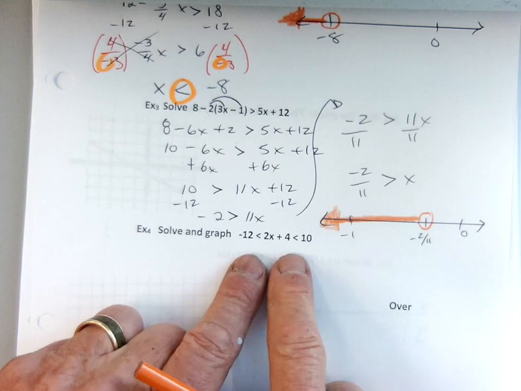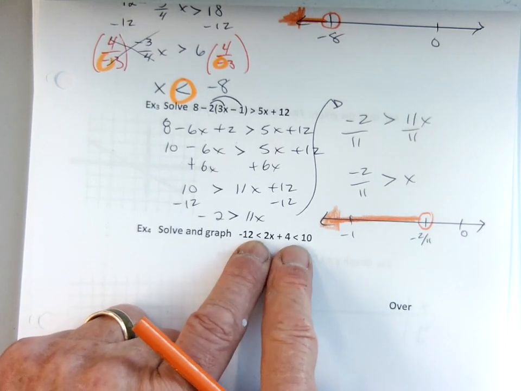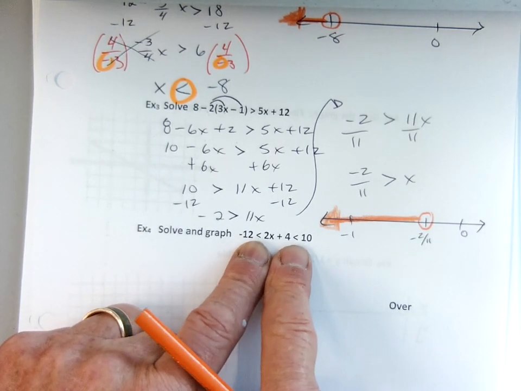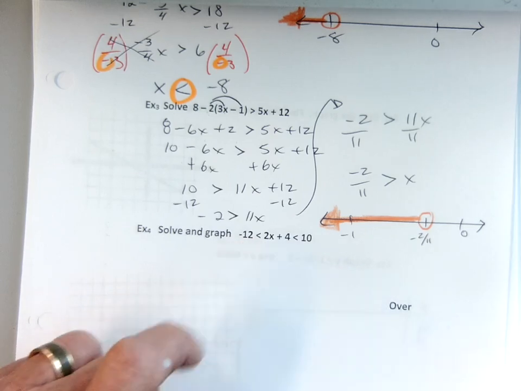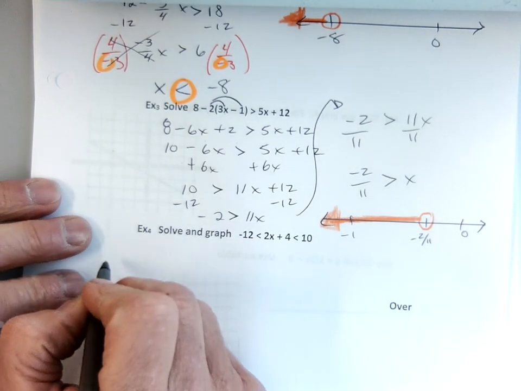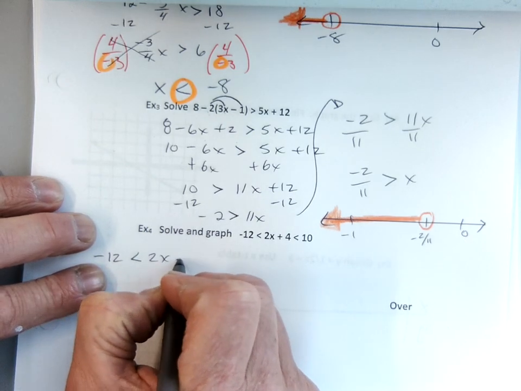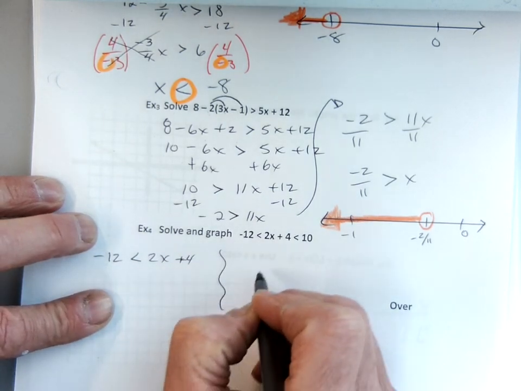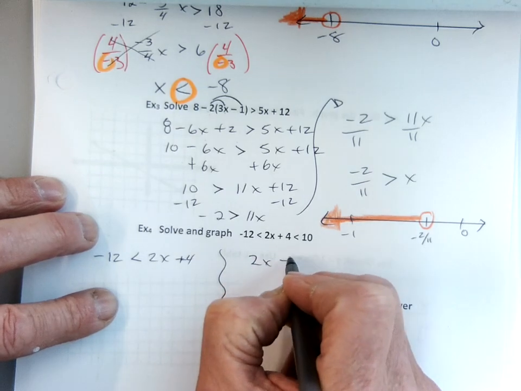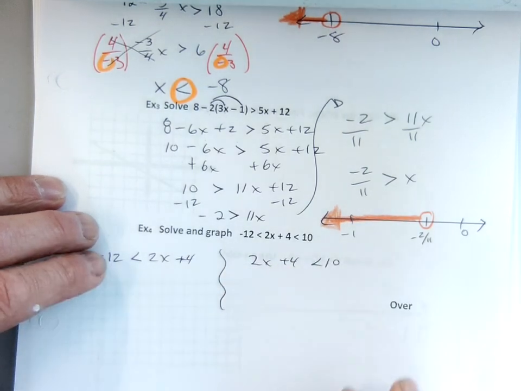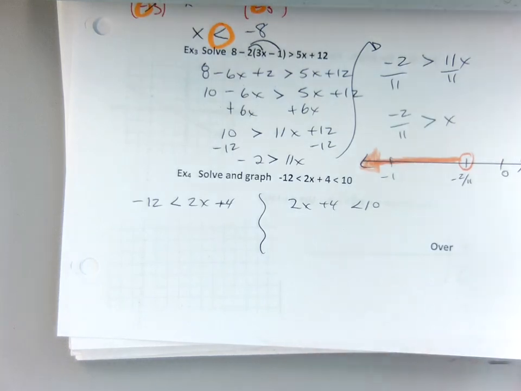Okay. Now, I've got two inequality signs, which means I need two equations. All right, I can do that. I'm going to go negative 12 is less than 2x plus 4, and 2x plus 4 is less than 10. All right, so I'm just going to solve for both of them.